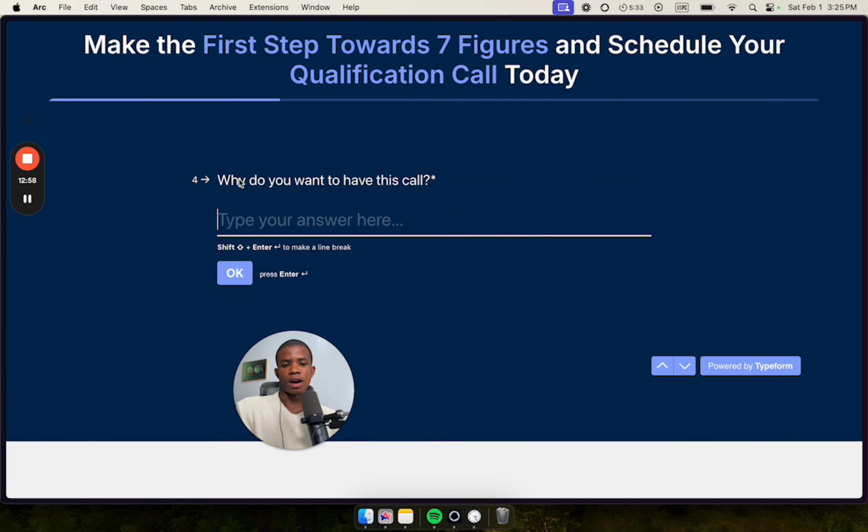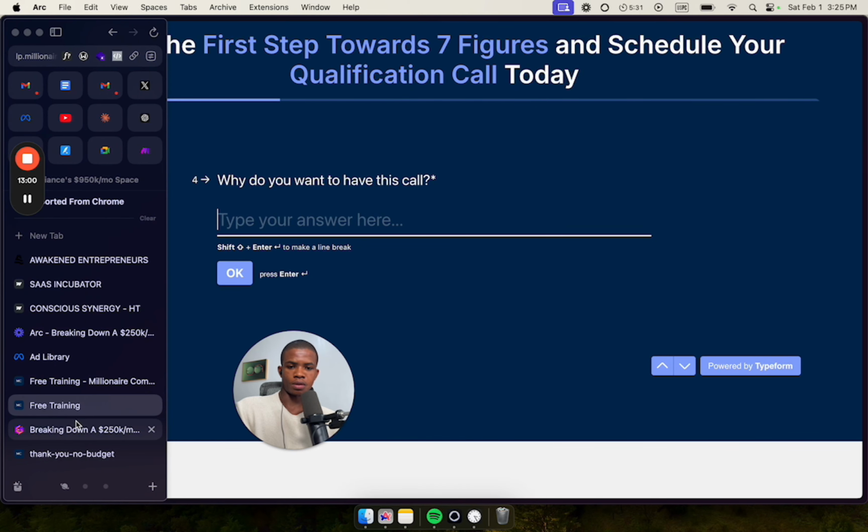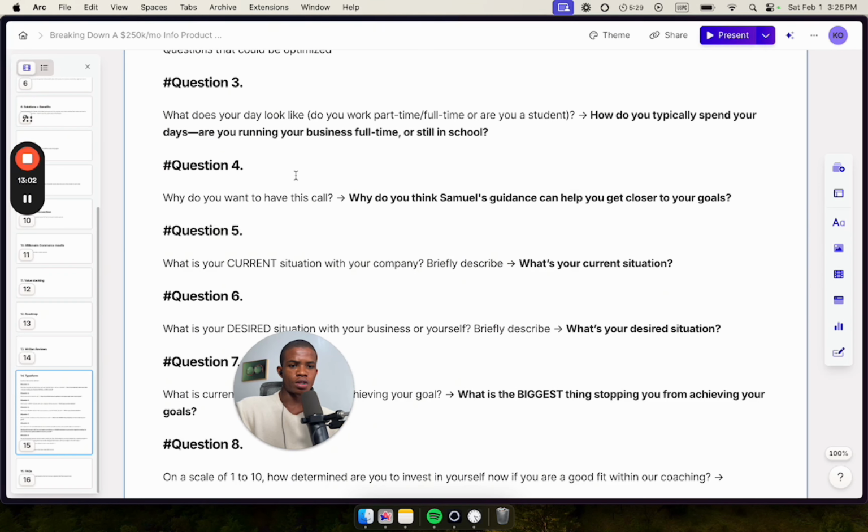Why do you want to have this call? This should be different, right? This is what we need to do. So instead of why do you want to have this call, we say, why do you think Samuel's guidance can help you get closer to your goals? This way, it's not just about the call, but it's about the person they're trying to buy into. We're trying to understand their mindset and why they think Samuel's guidance is going to help them get closer to the goals. Is it because they feel like it's going to put them in a Rolls Royce? Is it because they think they're going to fly out to Dubai? Is it because they think they're going to get access to him?